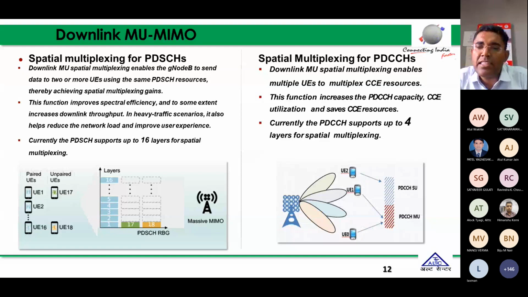On the right-hand side is spatial multiplexing for the control channel, or we can say PDCCH. The maximum number of layers supported for the control channel is 4 layers.